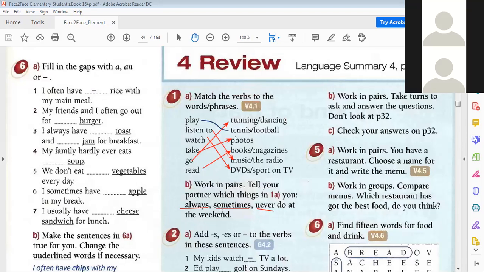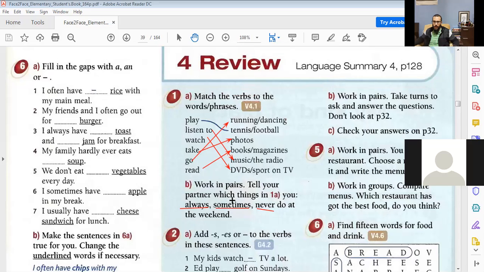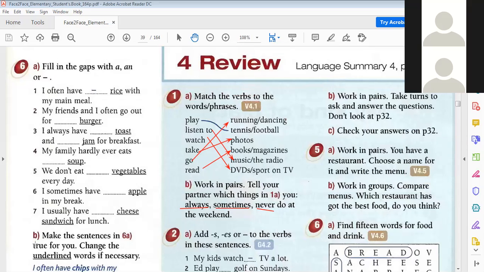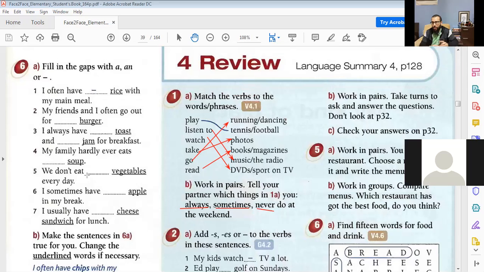For example, this is my weekend, but I'd like you to tell me about your weekend. Okay, so let's start with Manal. Can you tell us about your weekend? Some of the things you always do, maybe sometimes, maybe never, at the weekend.